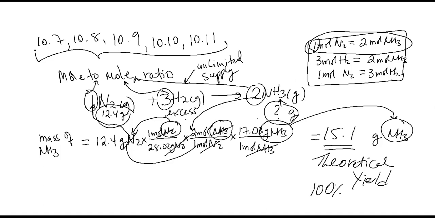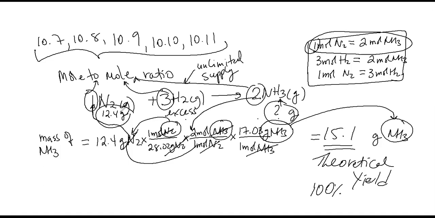Now, you can do the same thing for hydrogen. If you're given a certain amount of grams of hydrogen, and then you have an excess amount of nitrogen, all you have to do now is convert the grams of hydrogen into moles. And instead of using the 1 to 2 mole to mole ratio, you're going to use the 3 to 2 mole to mole ratio. So that now this will give you the number of grams of ammonia gas produced based on that certain amount of hydrogen gas, assuming that you have an excess amount of nitrogen.